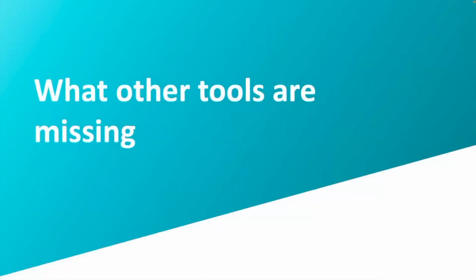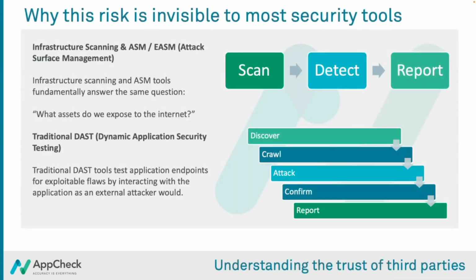So how is this happening? What are other tools missing? When we're talking about security, it's important to understand there are no silver bullets, and each security tool in your arsenal serves a purpose. It was designed to answer different security questions. They play an important role, but none are built particularly for continuous observability of third-party relationships inside live applications.